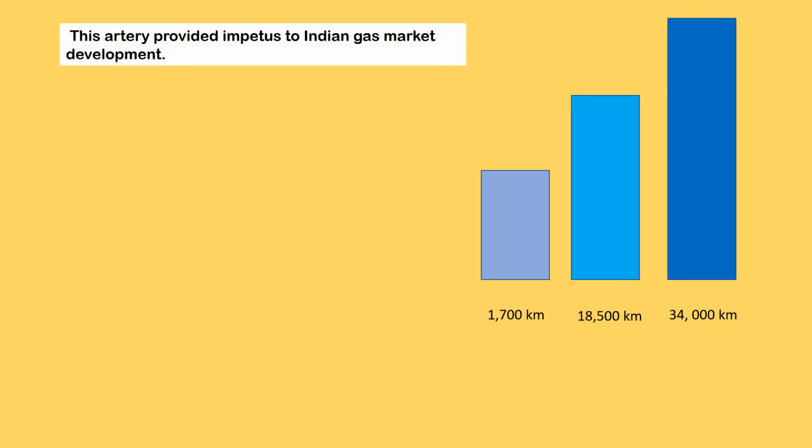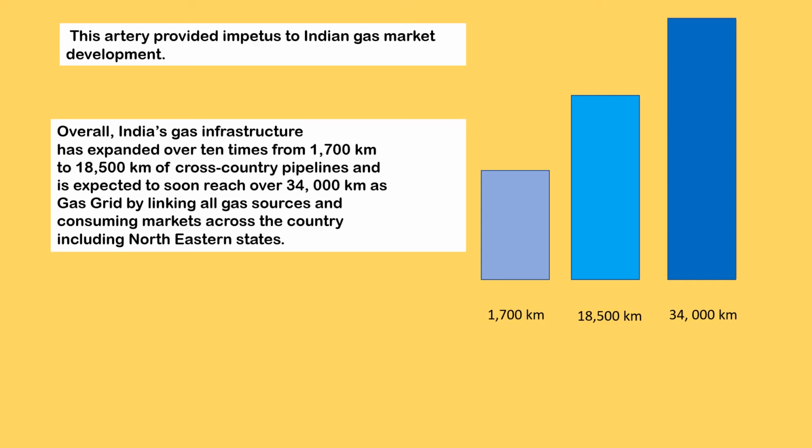Now, this artery that we just mentioned is providing the Indian gas market the required development. Indian gas infrastructure has expanded over 10 times, from 1,700 kilometer, then to 18,500 kilometer, and it is expected to reach 34,000 kilometer as a gas grid by linking all gas sources and consuming markets across the country, including northeastern states.